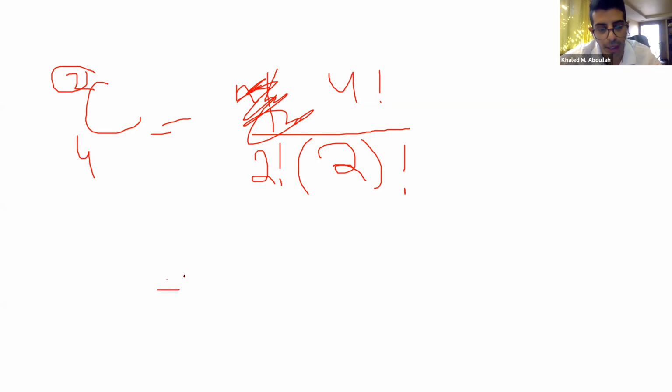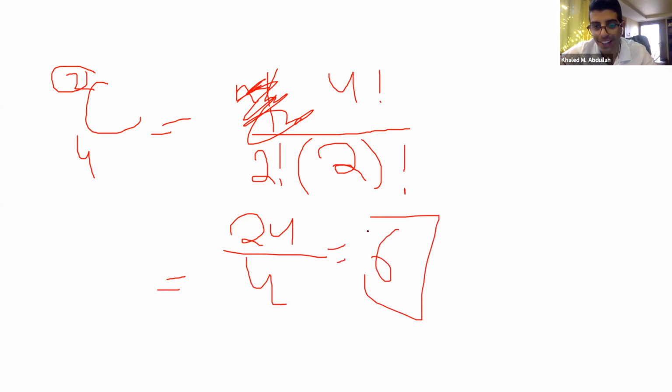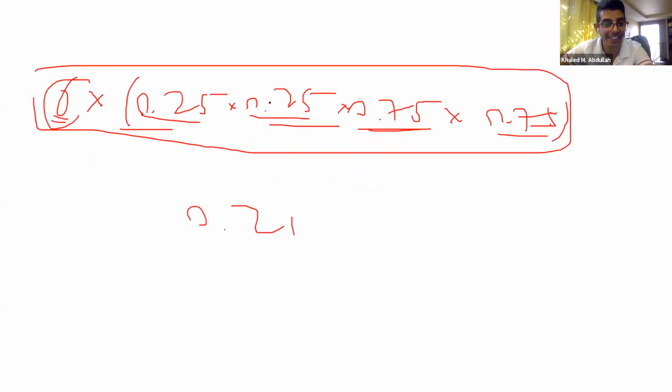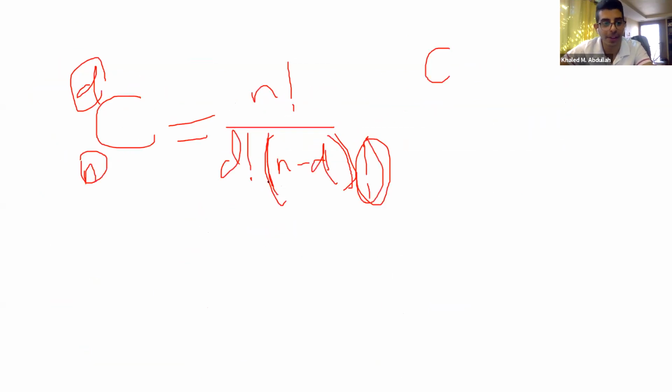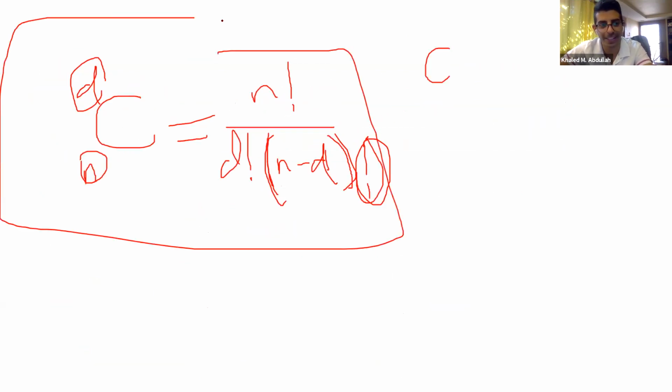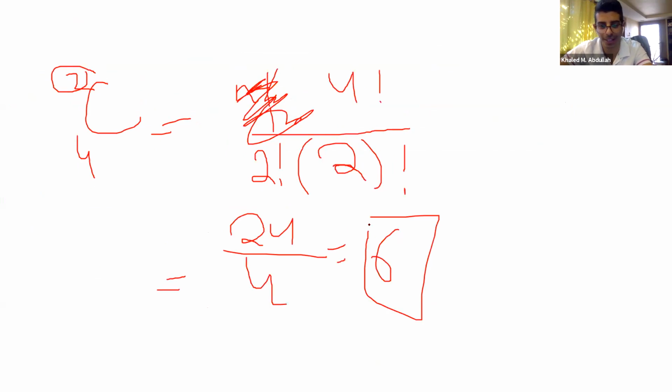So 4 times 3 times 2, 4 times 3 is 12, times 2 is 24. So it's 24 over 2 factorial, which is 2 times 1, so just 2. So 2 times 2, that's 4. So it equals 24 divided by 4 equals 6. So look, we got 6. That's how you got the 6 that's right here. You don't need to do all of this that I'm doing, but this is important to explain the concept. You just need to use this formula, which is combination, and you're going to get your answer straight away. It's going to be 6.